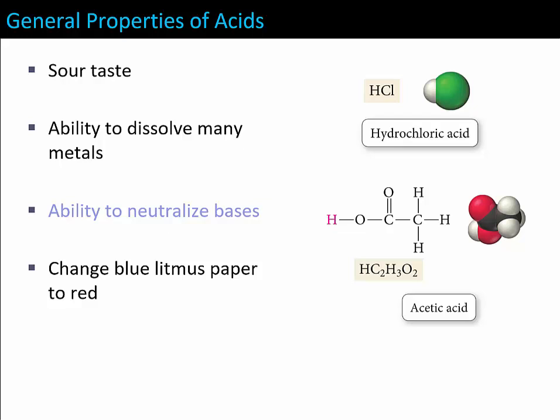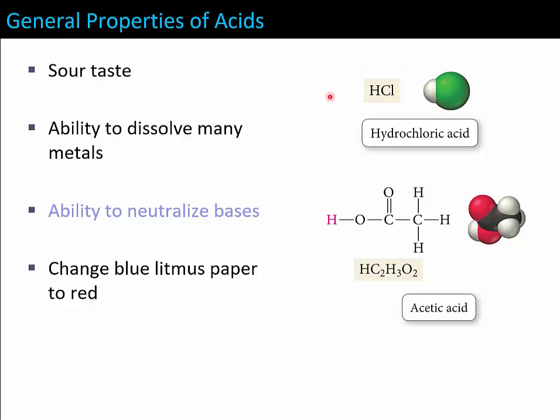All right, so acids tend to have a sour taste. And so the word oxygen in German is sour stuff, and it means acidic. So something like malic acid, that's the acid on Sour Patch Kids. They have the ability to dissolve lots of metals. They have the ability to neutralize bases, and they change blue litmus paper to red.